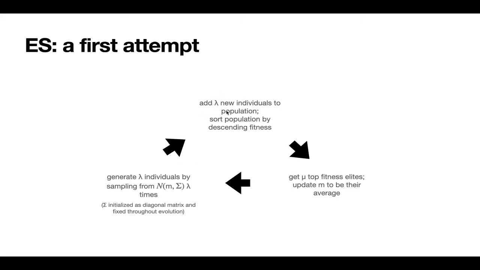Then we add those lambda new individuals to the population and sort the population according to their fitness as usual. And then we get the mu top fitness individuals and make them our elites. And then we update the mean of the normal distribution to be the average across all these elites. Notice that since these elites are expected to have higher fitness, the new mean is expected to be an improvement over the old mean, which is the whole reason why this whole thing works. I think it's going to become clear after we see a simple demo.